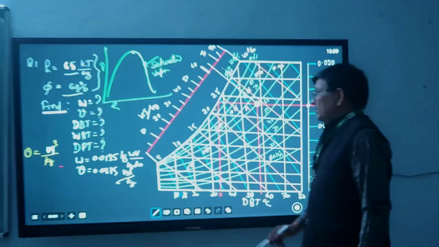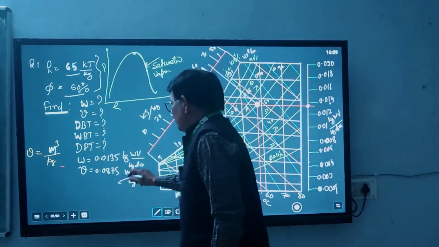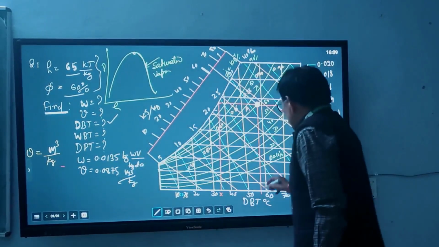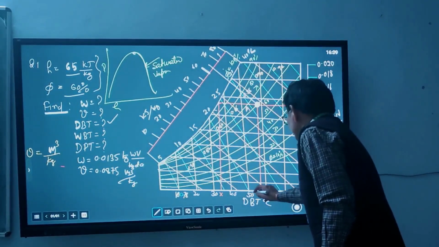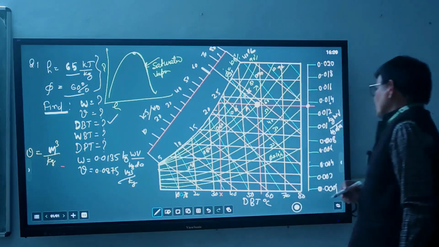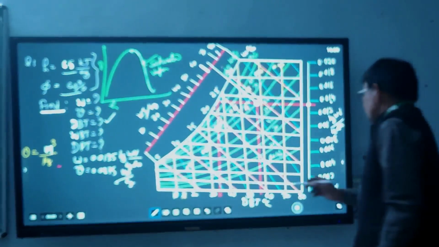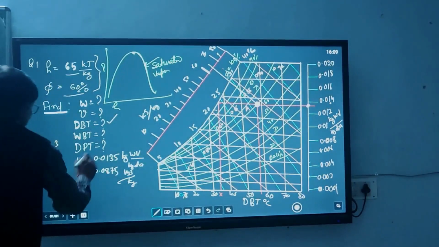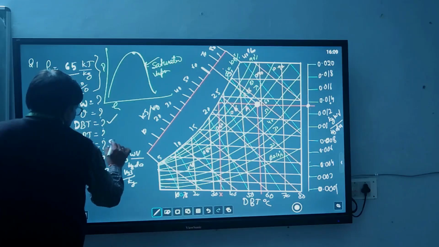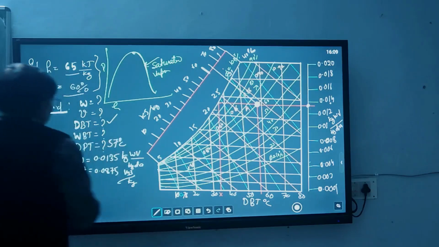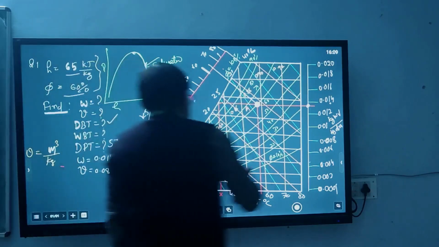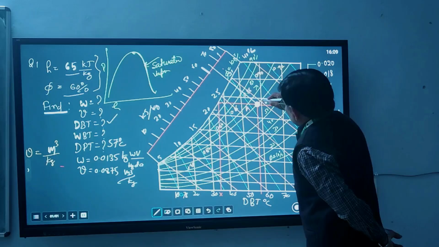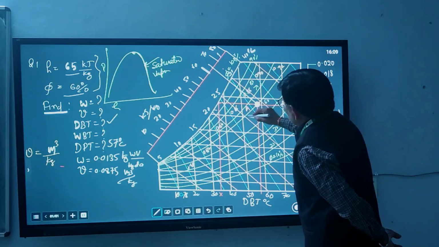So V is equal to 0.0875 meter cube per kg, and next one is dry bulb temperature. Already you have to see dry bulb temperature on this line. So between 50 and 60, and more near to 60, so it will be around 57 degrees centigrade. Dry bulb temperature will be equal to 57 degrees centigrade. And wet bulb, see this line is closer to 30 degrees centigrade and away from 25.